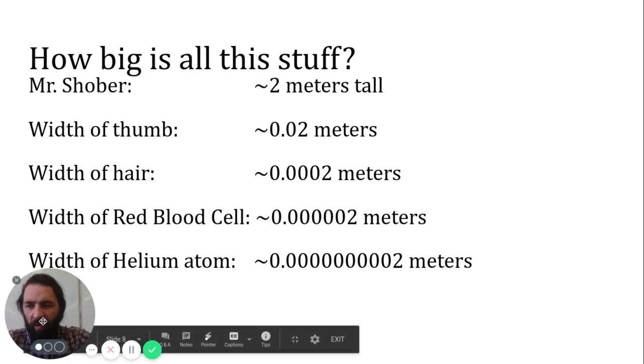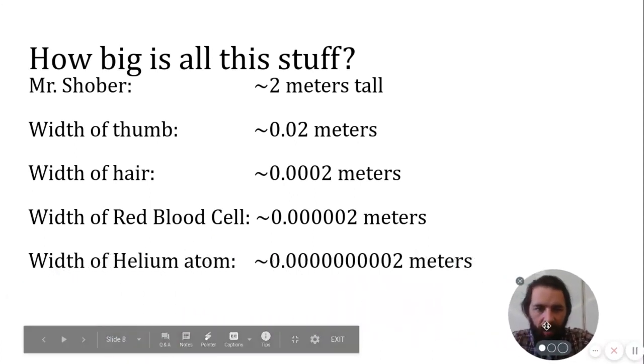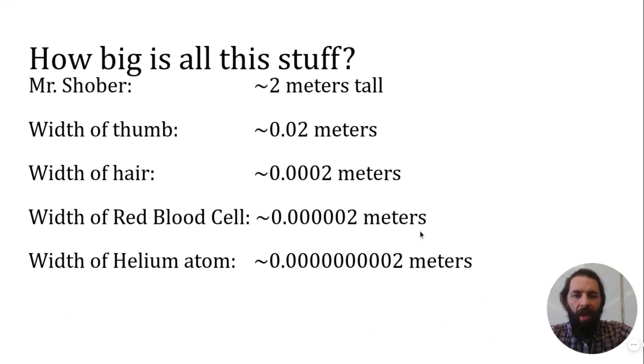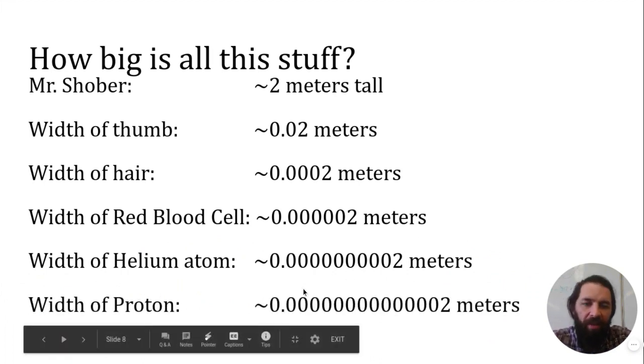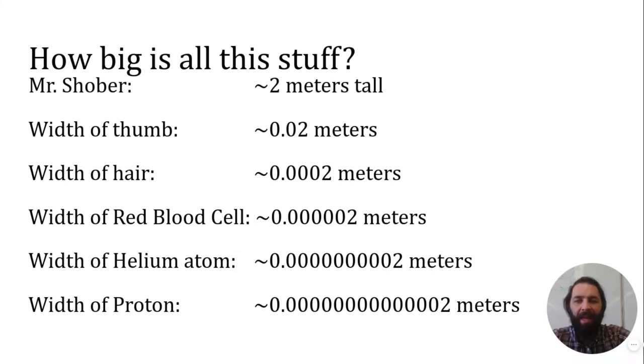So I'm going to have to move my little picture here, I think. So I'll slide myself over to here. There we go. And then, so a proton is now, I'm not even going to read all the zeros, but you see it's even smaller. Maybe you need 1,000 protons lined up side by side to get a helium atom.